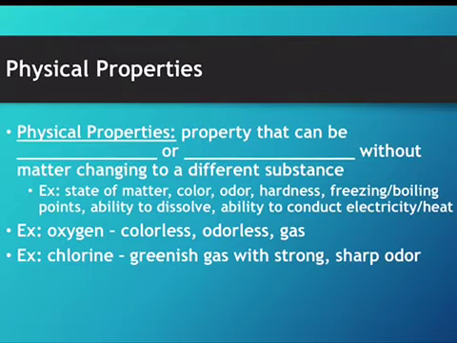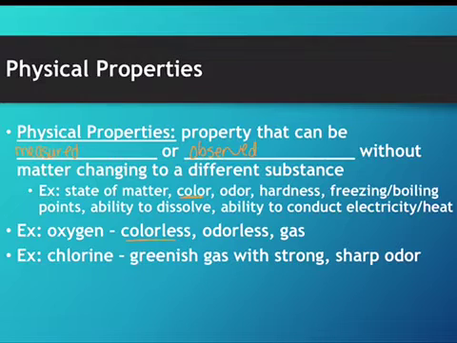So when we talk about matter, we look at its physical properties. And physical properties are things about objects that can be measured or observed without changing the identity of that substance. So for example, the state of matter is a physical property, the color of something is a property, what it smells like, how hard it is, its freezing or boiling points, the ability to dissolve, or the ability to conduct heat or electricity.